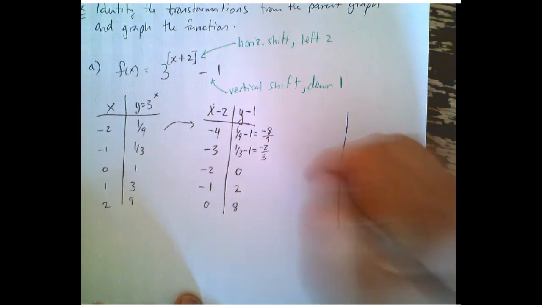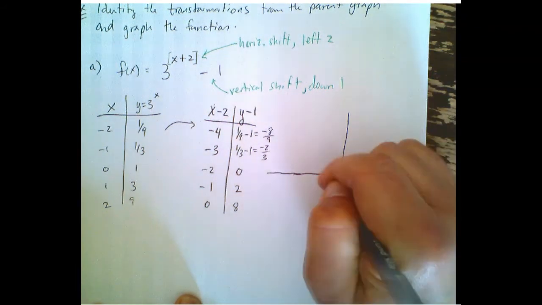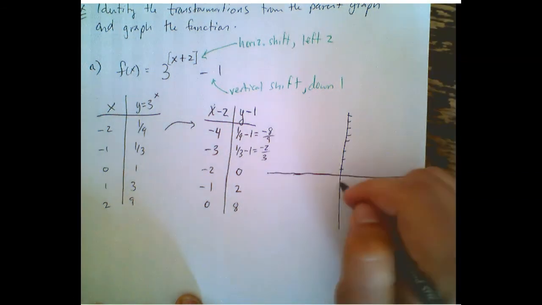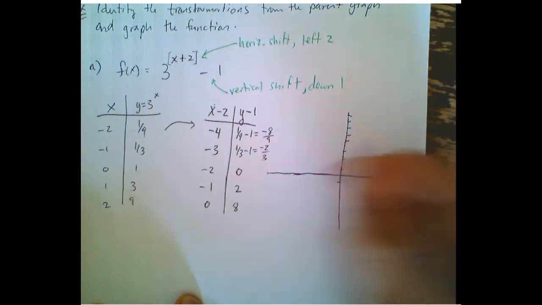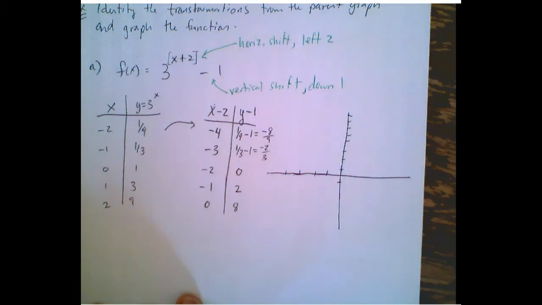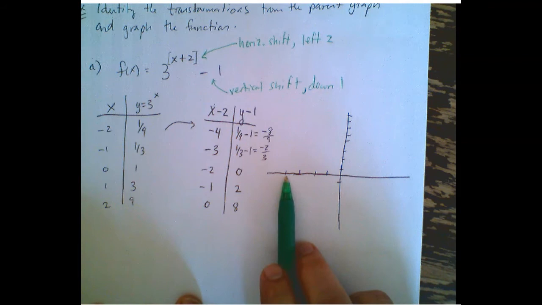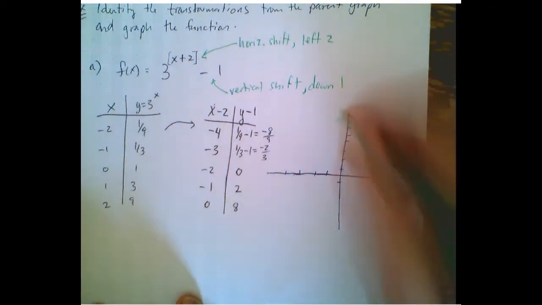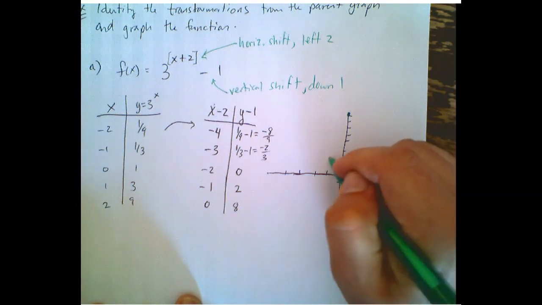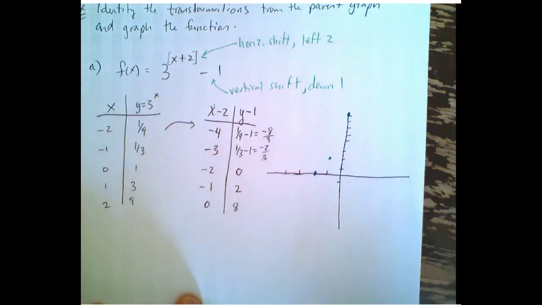So we do our graph here. We actually have a 1, 2, 3, 4, 5, 6, 7, 8. We actually get a little negative here. And then we have some negatives there. All right, so let's start plotting our points. So here we have 0, 8, negative 1, 2, negative 2, 0. So we actually have an x-intercept here.